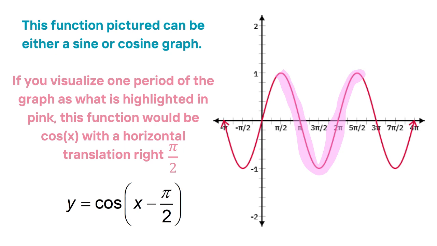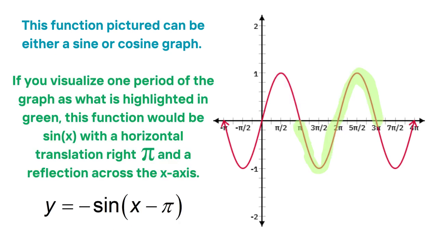If you want to start up at the max, go to the min, back to the max, that means you're working with a cosine function. If you want to start on the midline, go back to the midline at the very end of your full period, then you're working with a sine function. So keep that in mind as we're identifying some of these different transformations, is you have to first make a decision if you want to use a cosine or a sine function.